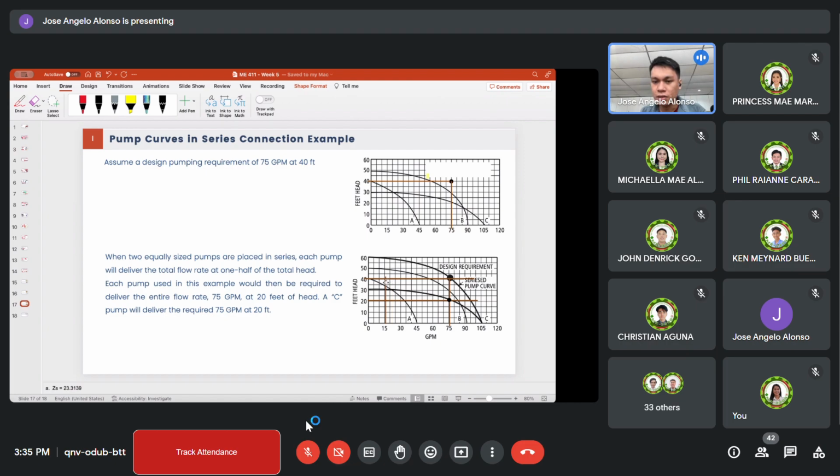For item C, actually you can do it on your own. Connect it both. Connect the dots. And makukuha na natin yung pump curve natin in series connection.